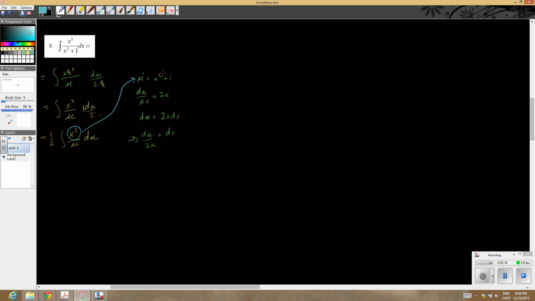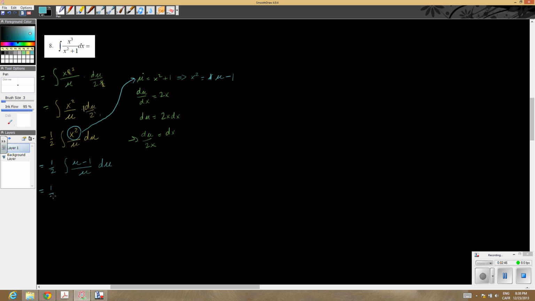Okay, so as you notice, there is an x squared in here. So therefore, u is equal to x squared plus 1. So if I bring the 1 over, I get x squared is equal to u minus 1. So I can put that into my integration here. So 1/2 stays out front. x squared is now u minus 1. And we still have that u on the bottom, and of course we're integrating with respect to u.